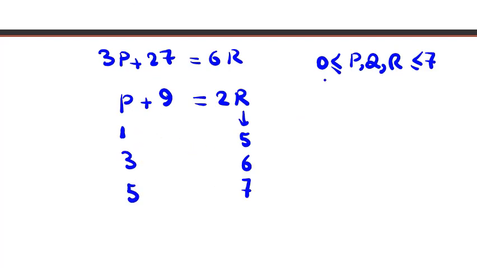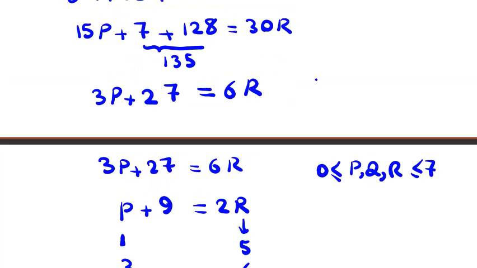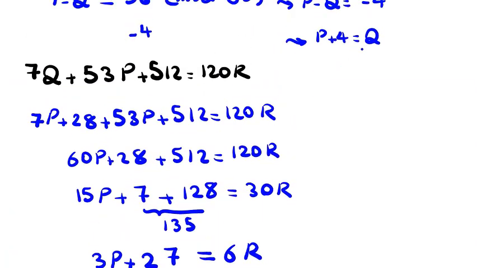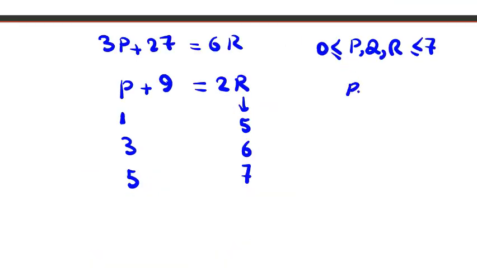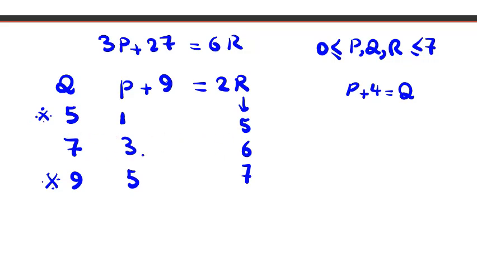Now, we had an equation between P and Q that we used for replacement: P plus 4 is Q. So Q is P plus 4. So here it will be 5, here it will be 7, and here 4 plus 5 is 9. We know P, Q, R are between 0 and 7, so 9 is a contradiction. The cases are 7, 3, 6 and 5, 1, 5. The assumption of the problem is they are distinct numbers. So we have 5, 5, same numbers, contradiction. So the only possible case is 7 for Q and P equal to 3, R equal to 6.